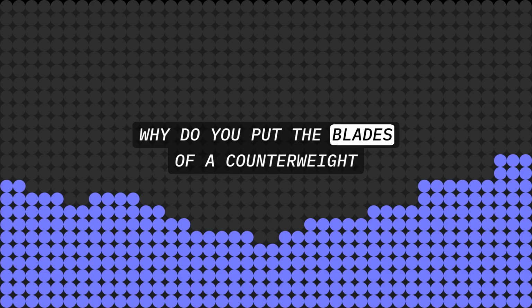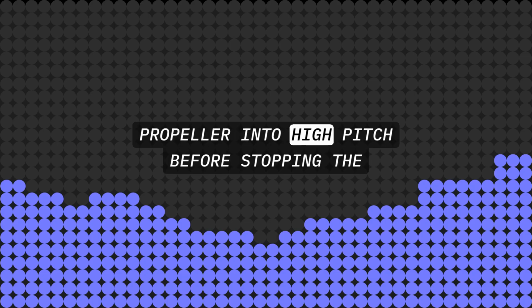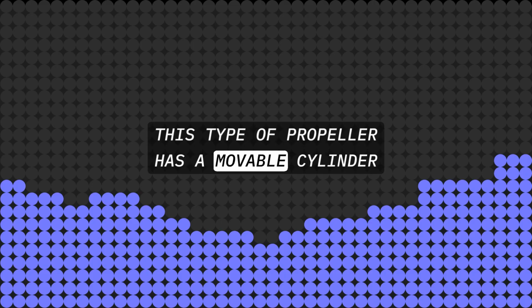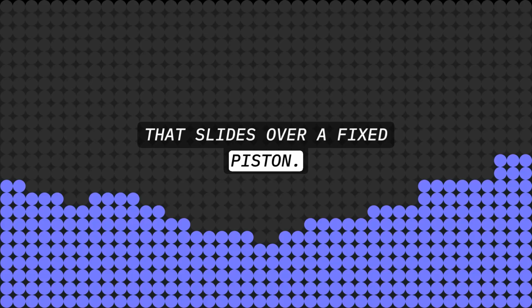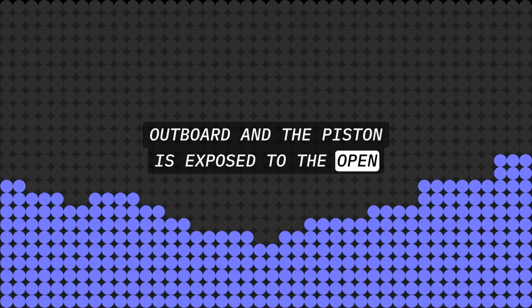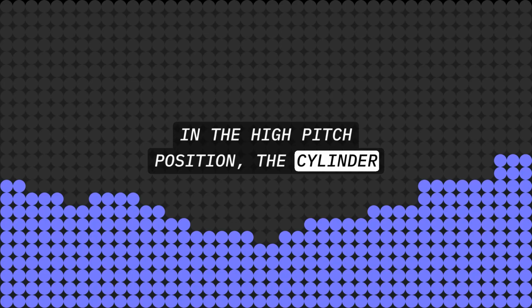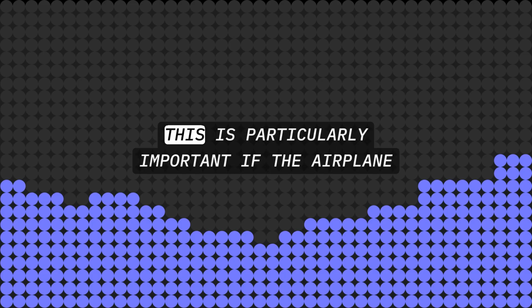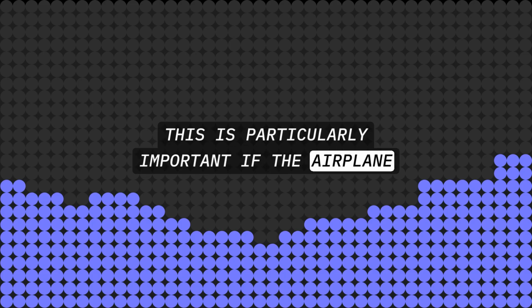Why do you put the blades of a counterweight propeller into high pitch before stopping the engine? This type of propeller has a movable cylinder that slides over a fixed piston. In the low pitch position, the cylinder is outboard and the piston is exposed to the open air. In the high pitch position, the cylinder moves inboard and covers the piston. In this position, the piston is protected from dirt and moisture in the air. This is particularly important if the airplane engine will not be operated for several days.